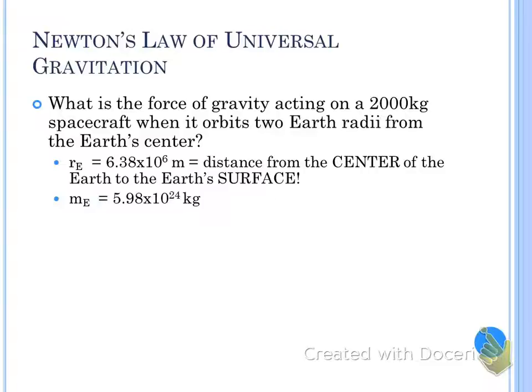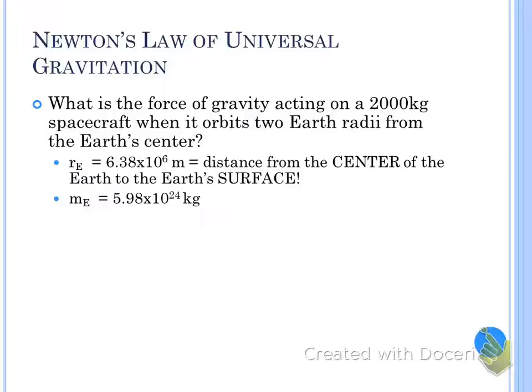But the radius of the Earth is the distance from the Earth's core, the center of the Earth, to the surface. That's a really important distinction. It's from the Earth's center to the surface. And then the mass of the Earth we'll have to use a lot, which is 5.98 times 10 to the 24. Those are two constants that I'll always give you. You might want to put them on your equation sheet because we use them a lot.